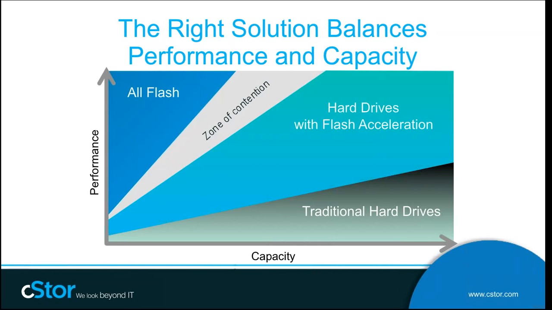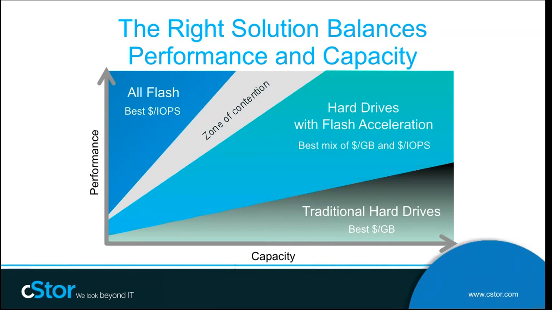So this area in between is really kind of the gray area. Do you expand the flash, or is it more on the, there we go, the zone of contention there? Is it closer to the flash acceleration, or is it closer to the all-flash fast?